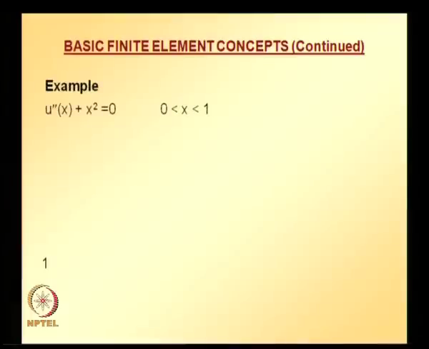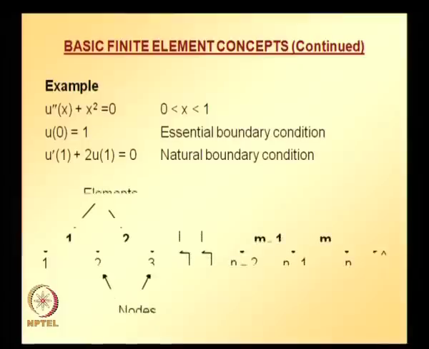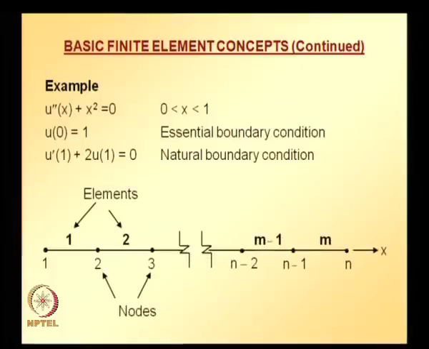This second order differential equation, this problem we have solved earlier. You require two boundary conditions. The two boundary conditions given, one is essential, another is natural boundary condition. And to solve this problem using finite element method, we need to discretize the problem domain. The problem domain is 0 to 1, divided into m number of elements and n number of nodes.